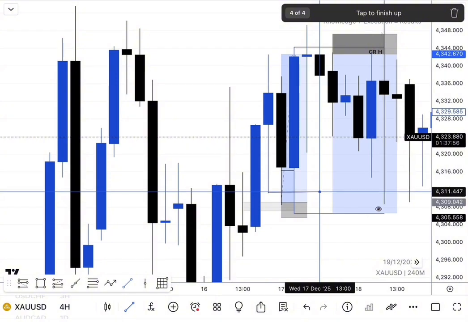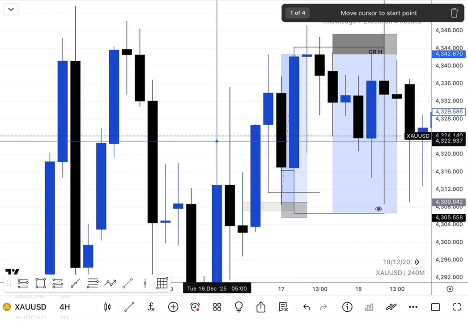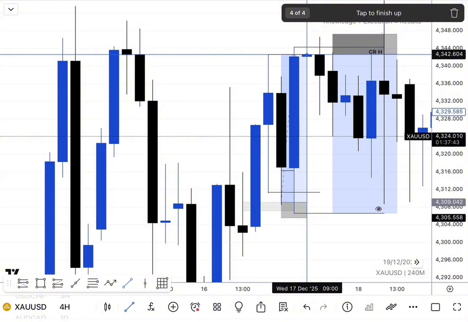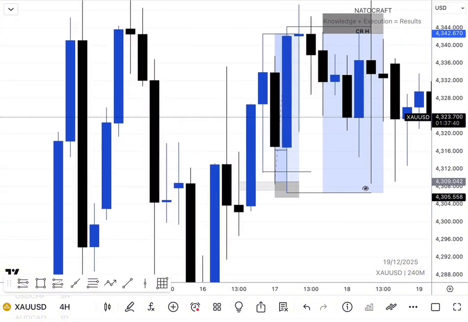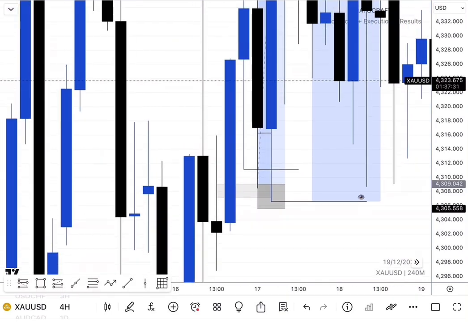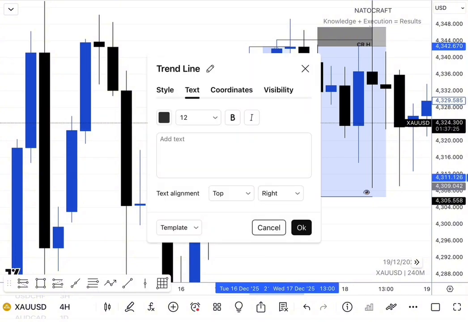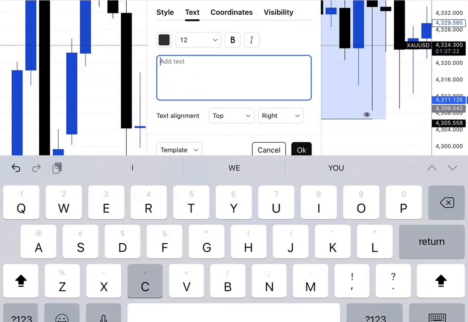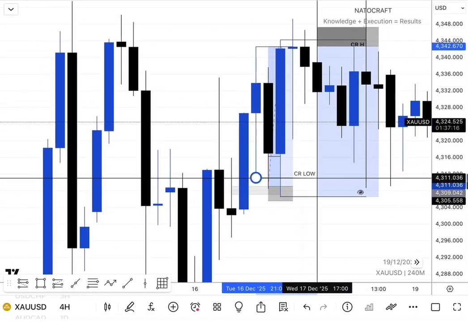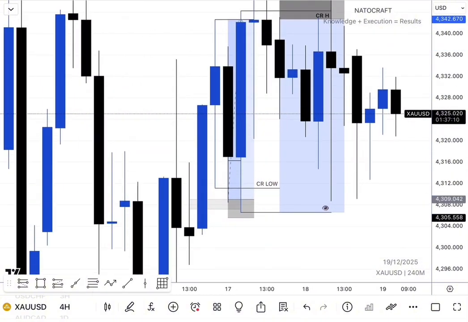This was my candle range low right here, and my candle range high right here. So right now, as you can see, I waited for price to sweep this first candle, my candle range low. I waited for price to sweep this candle range.